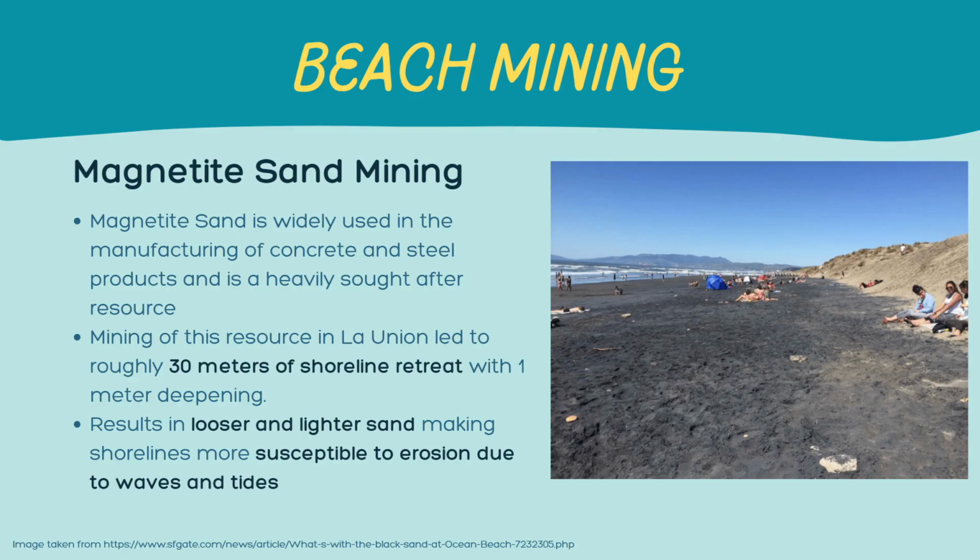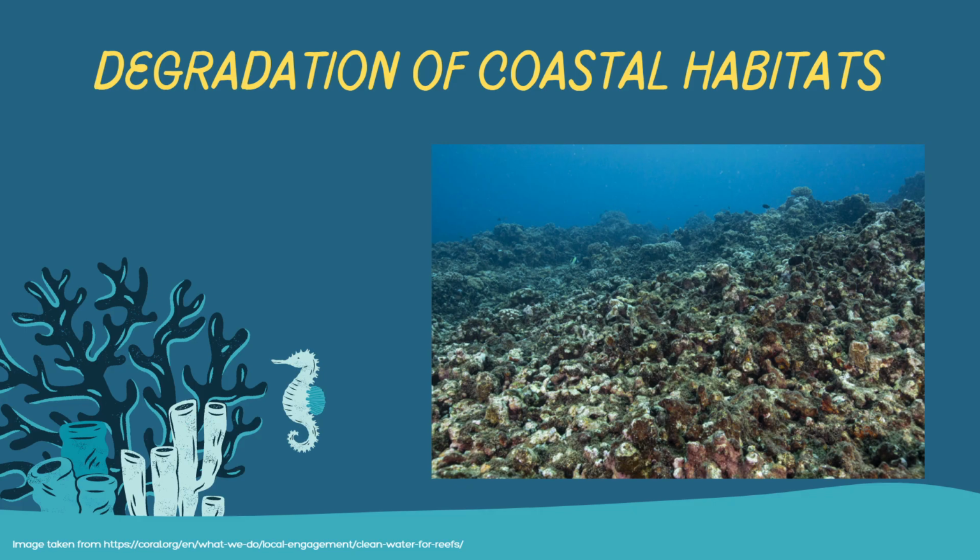Between the late 60s to mid-70s, 2 million cubic meters of black sand was extracted from the beaches of La Union, which is equivalent to roughly 30 meters of shoreline retreat with 1 meter deepening. The mining of magnetite sand also results in looser and lighter sand, making it more susceptible to erosion due to waves and tides. Degradation of coastal habitats.